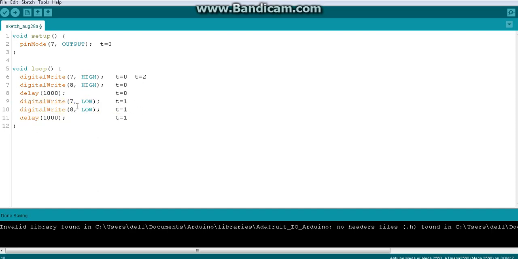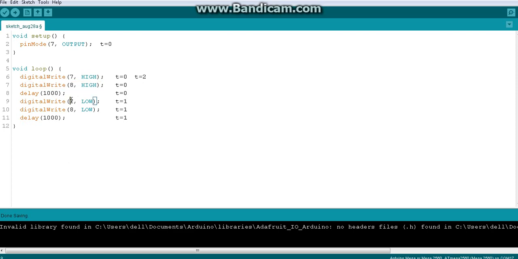So now one thing we forgot, so let's forget about the 7 lines. You can mentally erase these lines and see you have a digital write 8 high and 1 second delay, digital write 8 low and 1 second delay. So let's think you have only 8. Since you are deleting the 7 parts in your mind, you can delete this also. Now you see something is missing for 8.